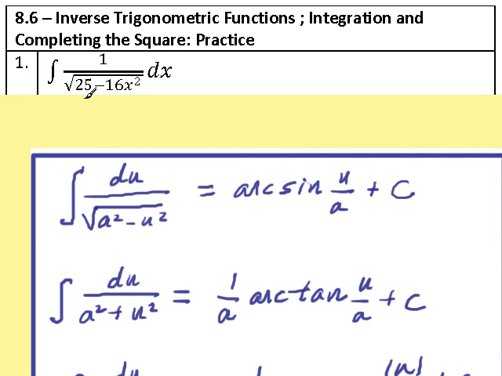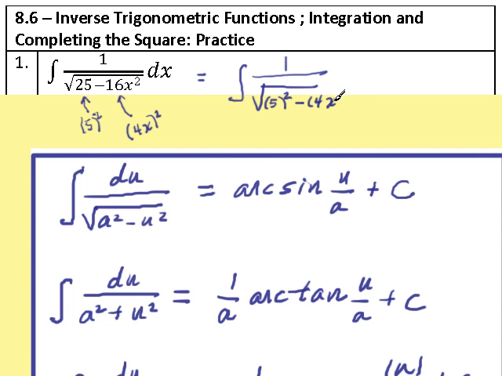So this is 5 squared, so a is 5, and 16x squared, that's u squared, so that is actually 4x squared, so u is 4x. So let's just rewrite this. We can rewrite this as 1 over the square root of 5 squared minus 4x squared dx. So here we have our a from this form, and 4x, that's our u. U is equal to 4x.